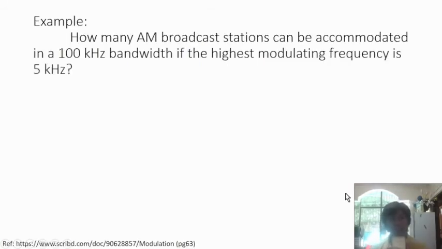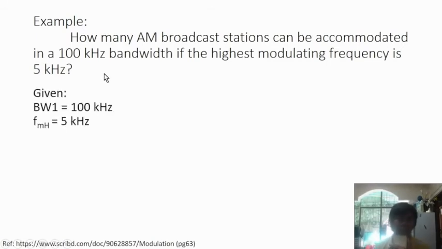So we'll be going over two examples. Our first example asks: how many AM broadcast stations can be accommodated in a 100 kHz bandwidth if the highest modulating frequency is 5 kHz? So we are given 100 kHz of bandwidth and 5 kHz, which is the highest modulating frequency. So FMH equals 5 kHz.